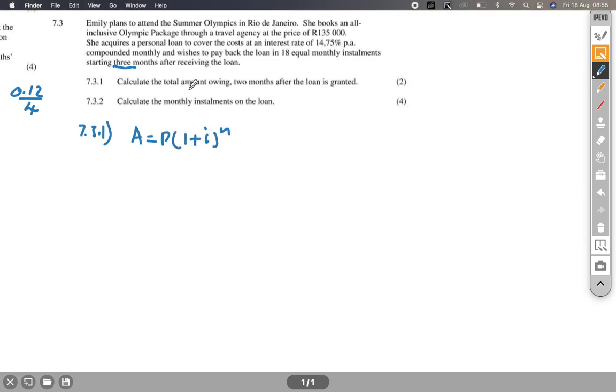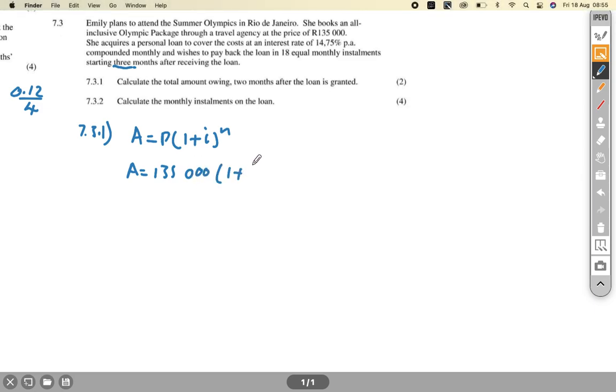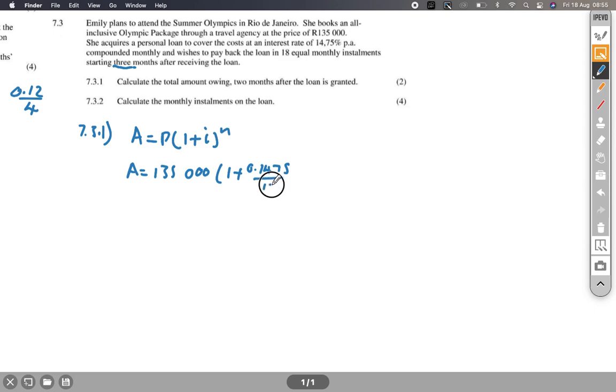since we are calculating the amount that she owes 2 months after the loan is granted. Okay, so 135,000, 1 plus 0.1475 divided by 12, and this will be to the power 2. So I'm guessing they made a mistake with this question. They wanted to say 3 months after the loan is granted. Hence, we are using 2.